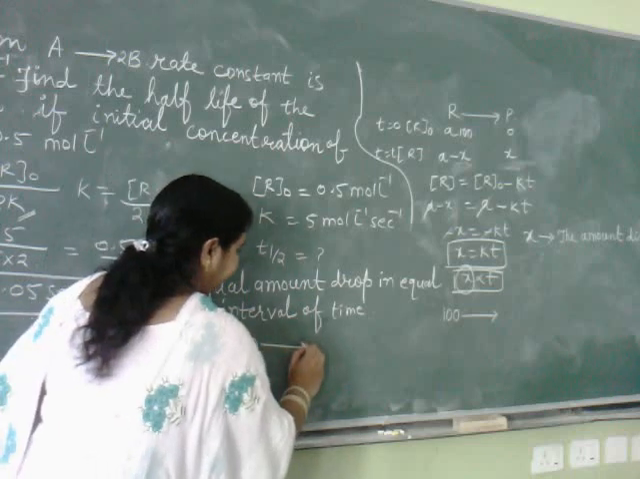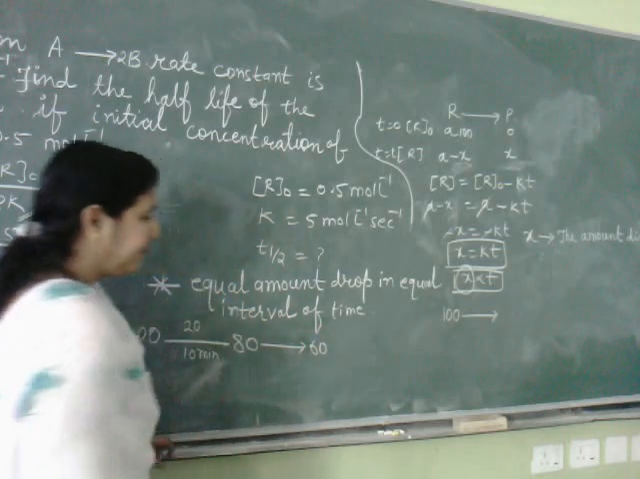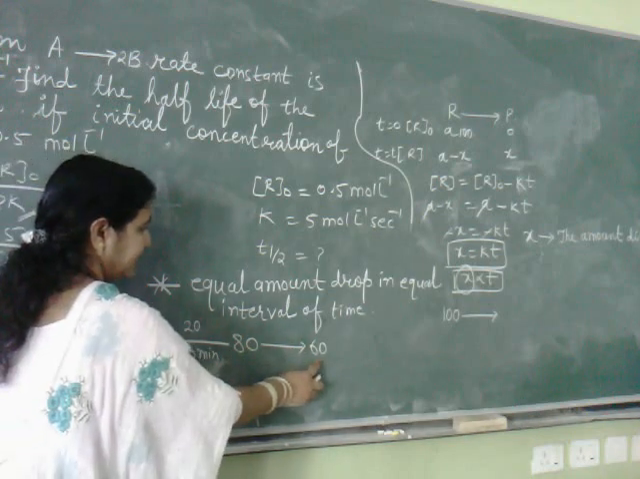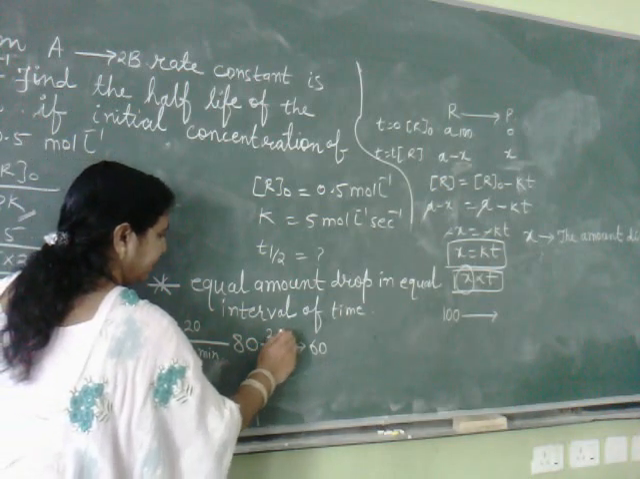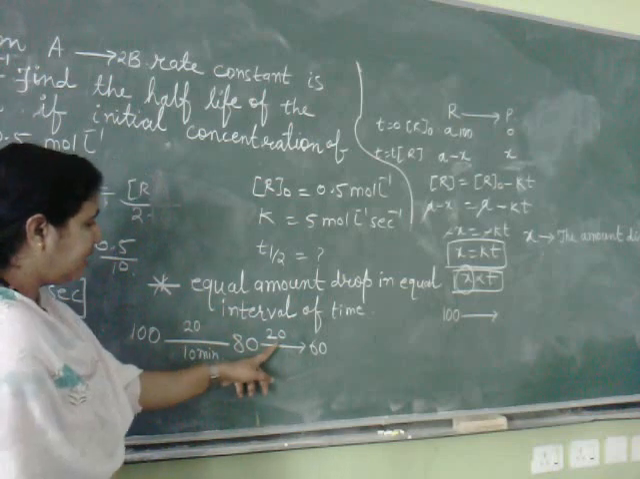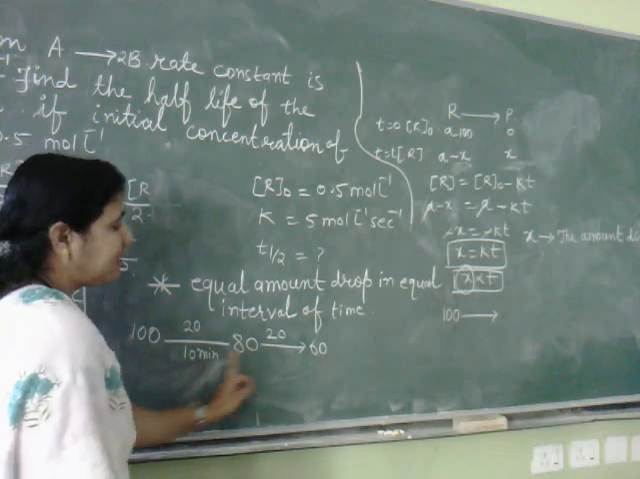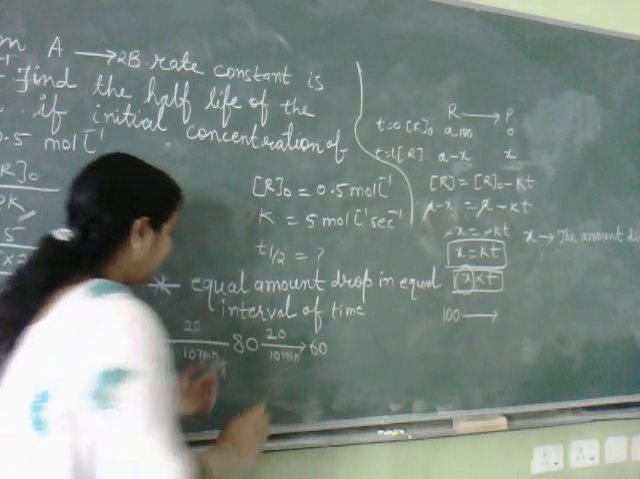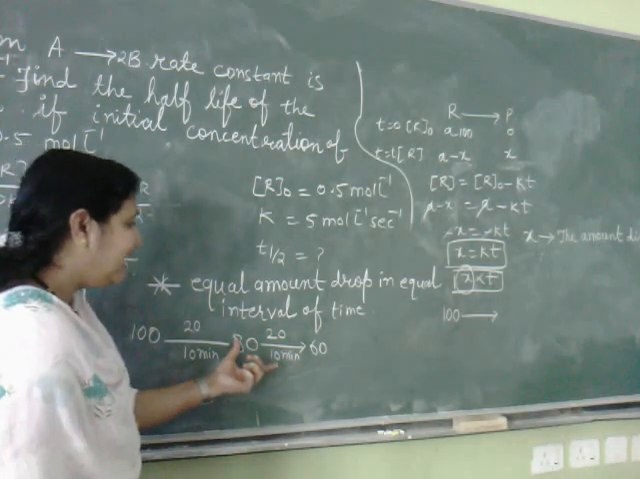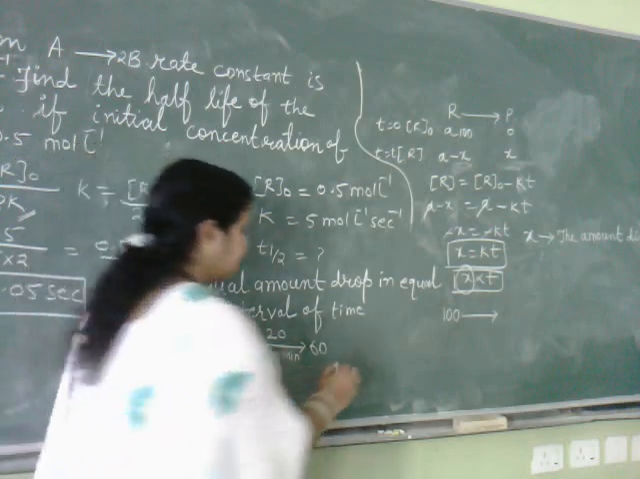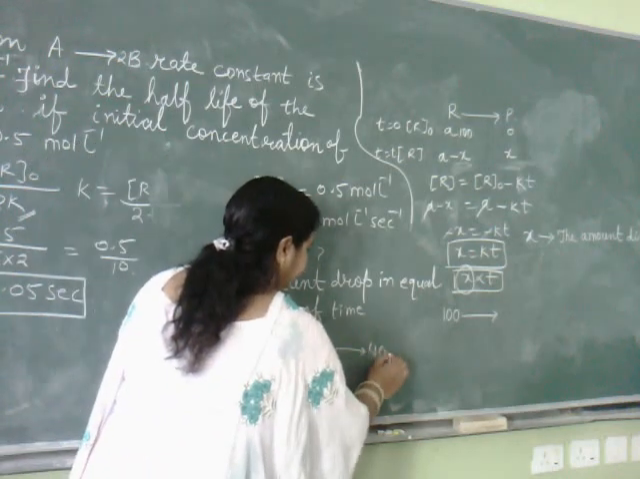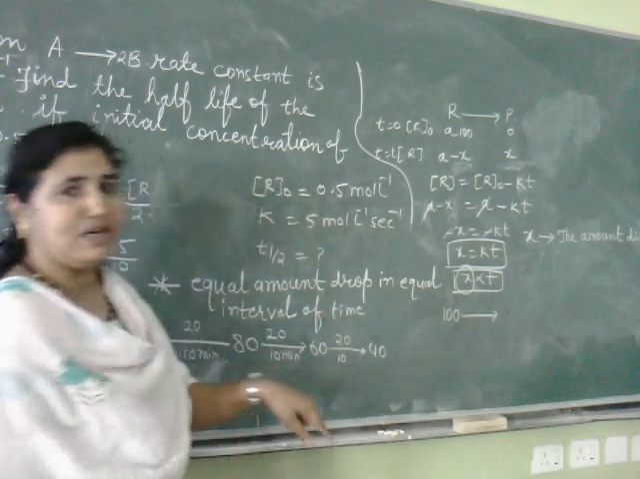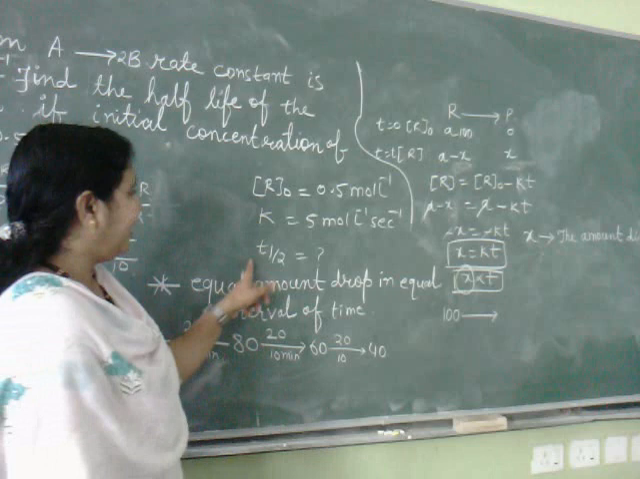Then again, we get 60. So 60 molecules remain. How many molecules drop here? 20. 20 molecules drop here. In how many minutes? The time interval will be the same, 10 minutes only. So equal amount drops in equal interval of time. Then 60 to 40, how much drop? 20. So time will be how much? 10 minutes only. So that's why it is x.